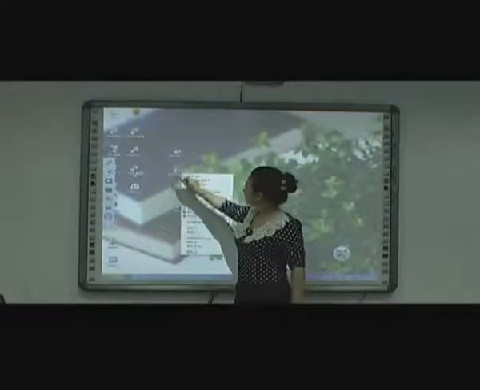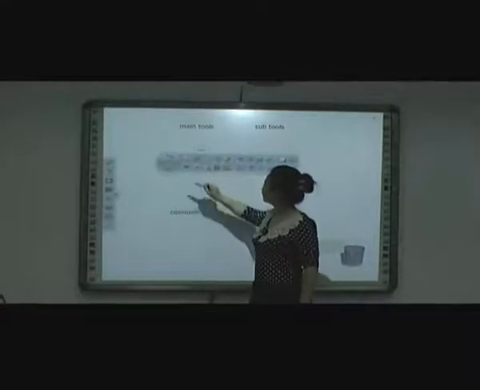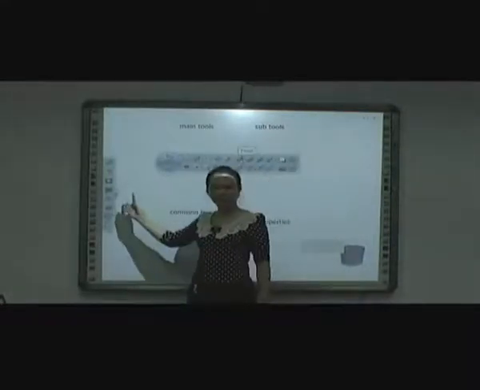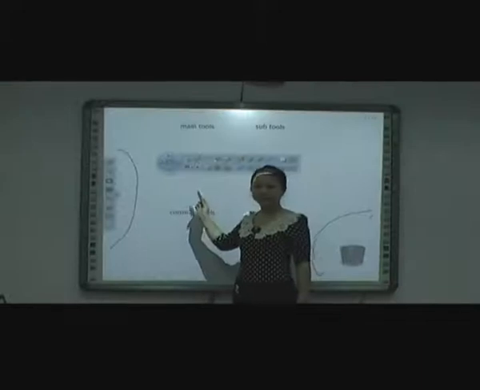Introduction to Jovial interface. The Jovial interface is composed of a shortcut toolbar at the left side, a main toolbar, and a convenient dustbin at the right lower corner. The main toolbar is composed of 4 parts.